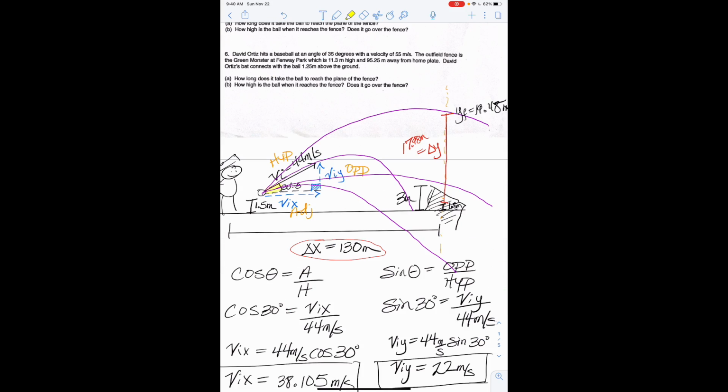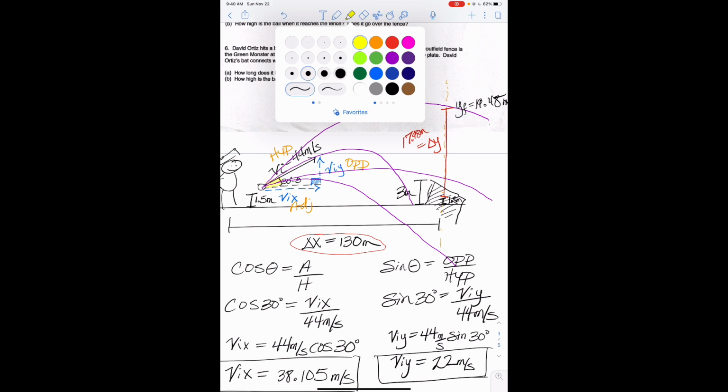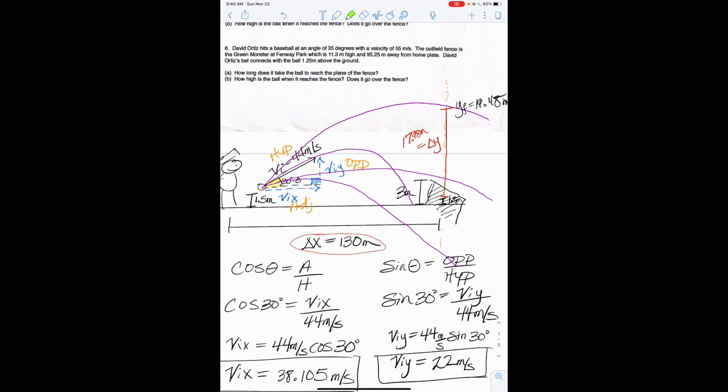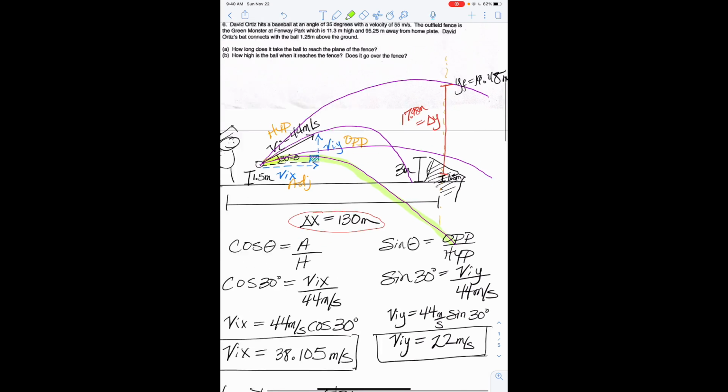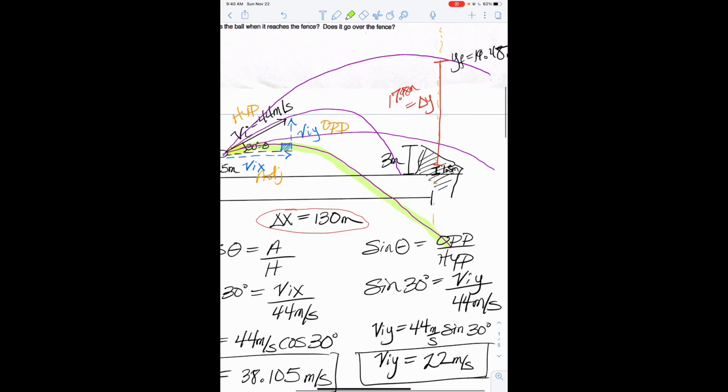Now that means the ball is going to take a path in the next problem that's a little bit like this. It doesn't really mean the ball is in the ground, but what we can assume from that is that the ball falls short of the fence.